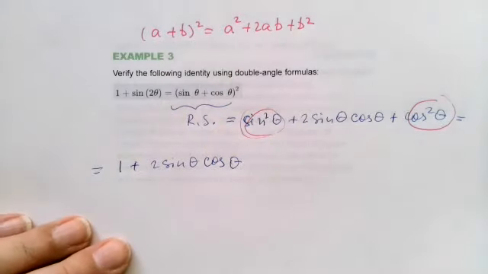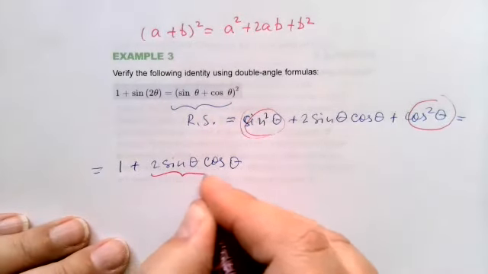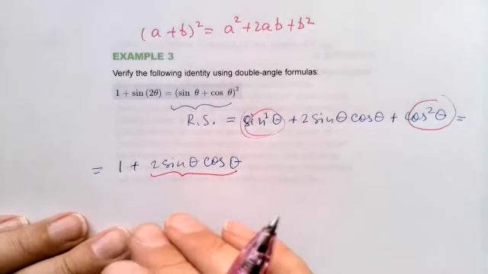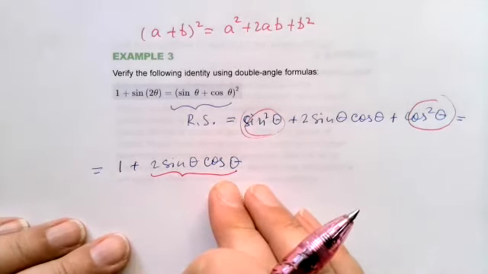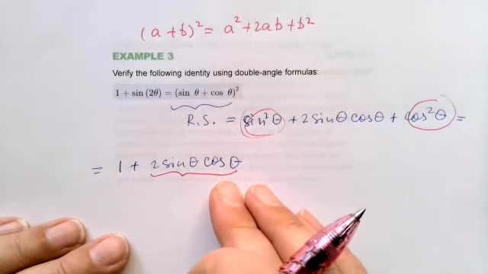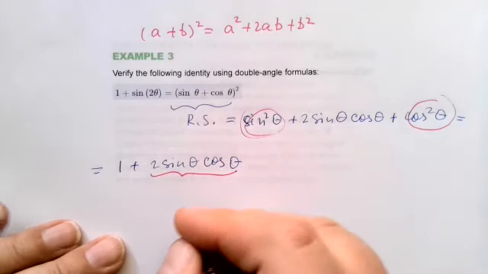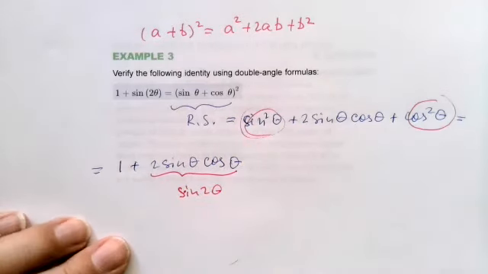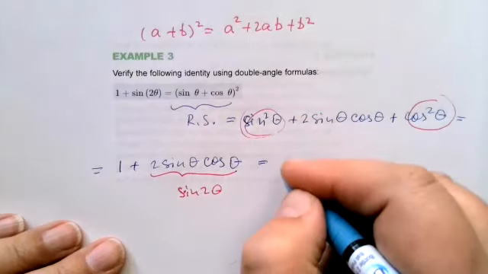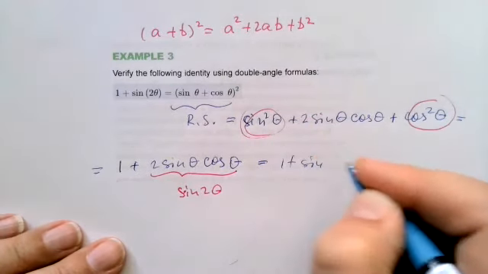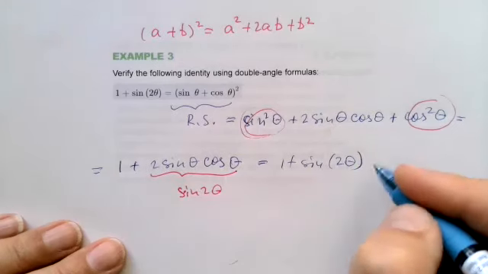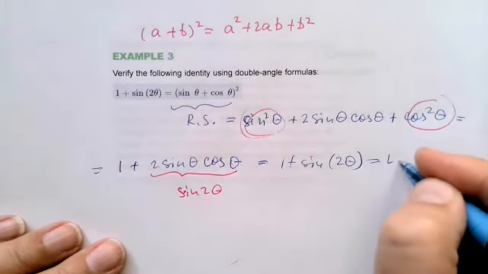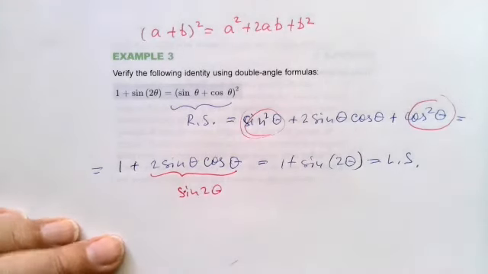Now, what's 2 sine theta cosine theta? Well, that's the double angle formula. So this equals sine of 2 theta, by the formula. So we have 1 plus sine of 2 theta, and that's exactly our left side right here. So that's how I deal with this example.